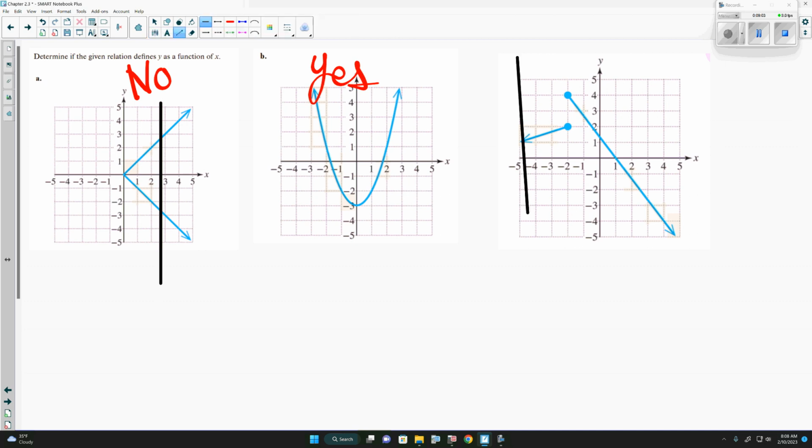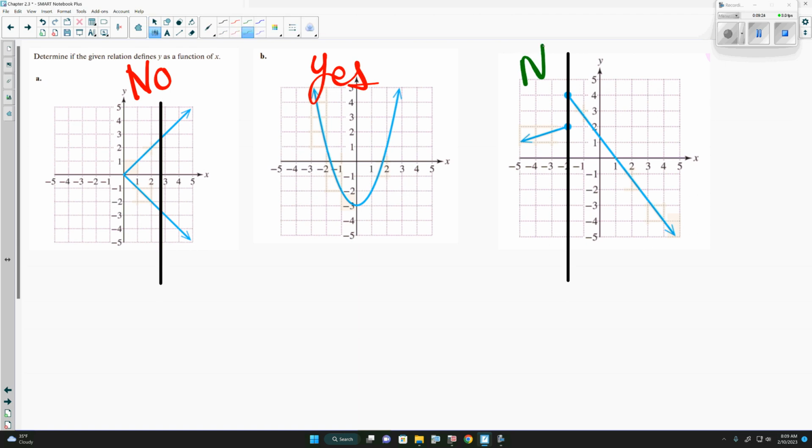If we draw a vertical line, everywhere here it's good, yes? And everywhere over here it's good. How many times does it cross when x is -2? Twice, because we have 2 closed circles. So this would be no.